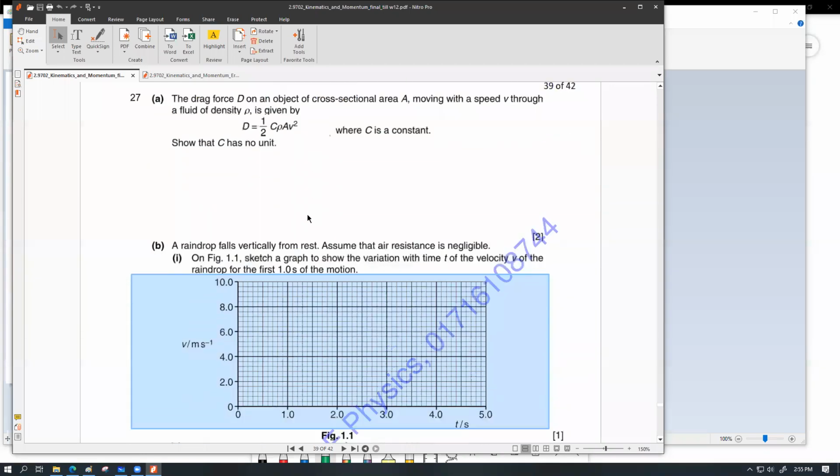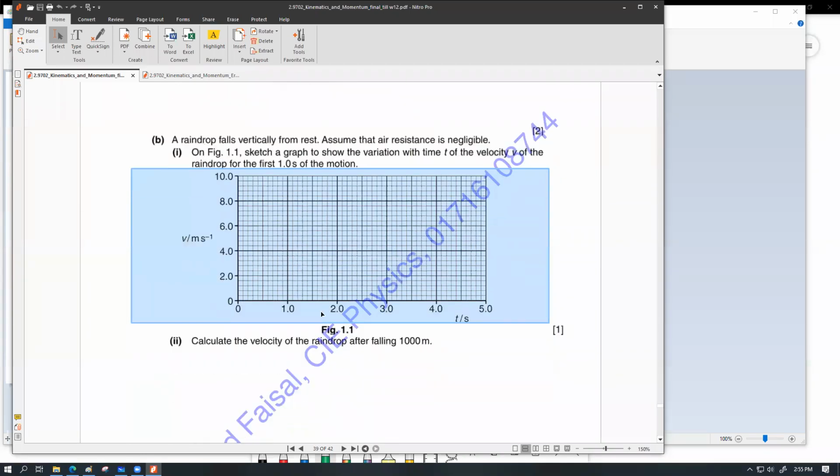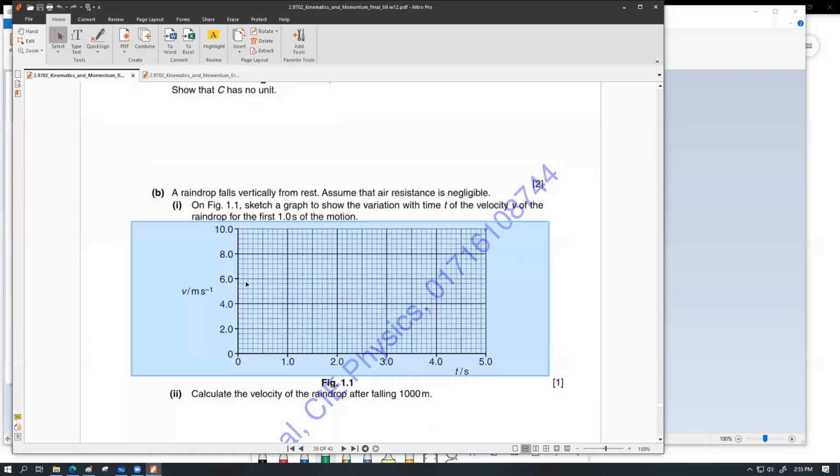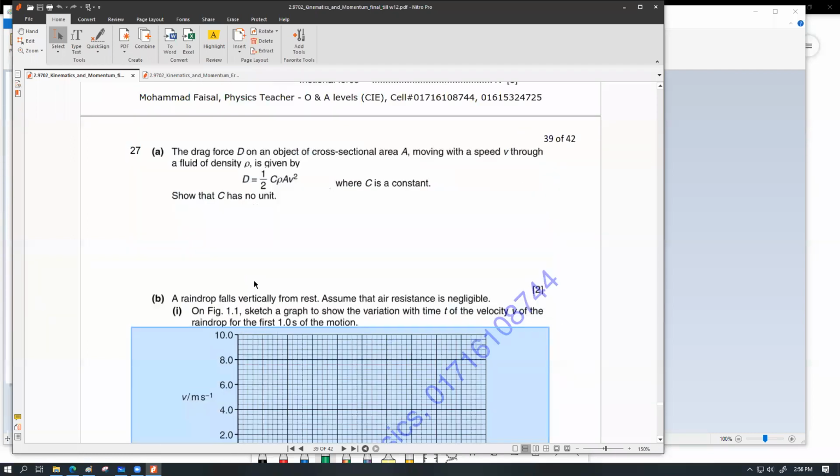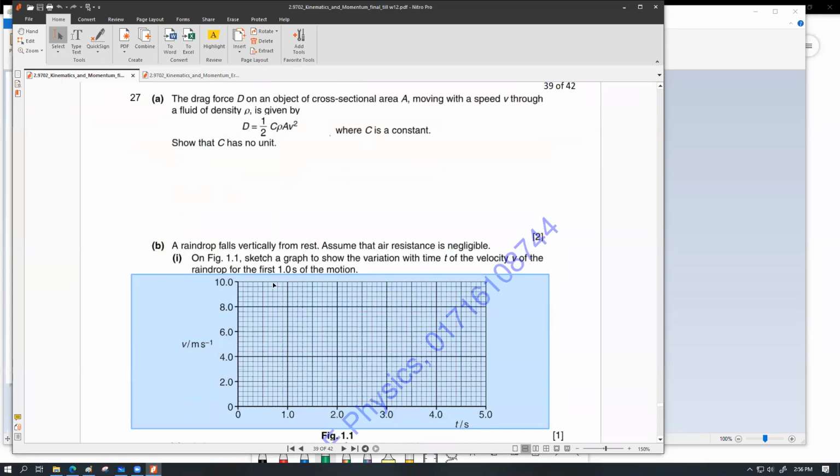Did they say g equals 10 anywhere? No. They did not say g equals 10 anywhere. So you are expected to draw this graph up to 9.8 meters per second. So let's have a look at the graph and try to find the 9.8 meters per second mark.